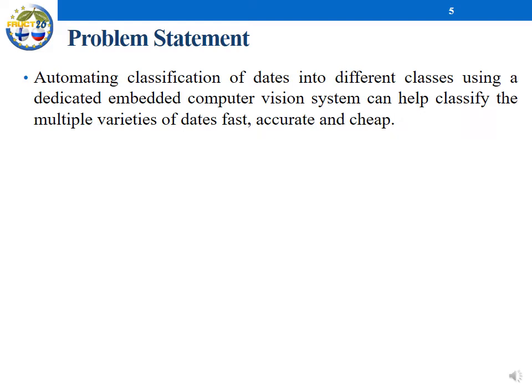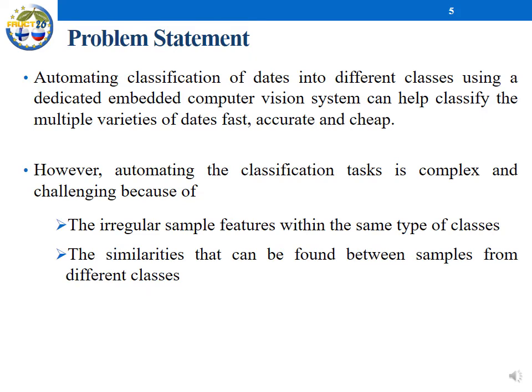Automating classification of dates into different classes using a dedicated embedded computer vision system can help classify the multiple varieties of dates to be fast, accurate, and cheap. However, automating the classification task is by itself complex and challenging because of the irregular sample features within the same class, and the similarities that can be found between samples from different classes.